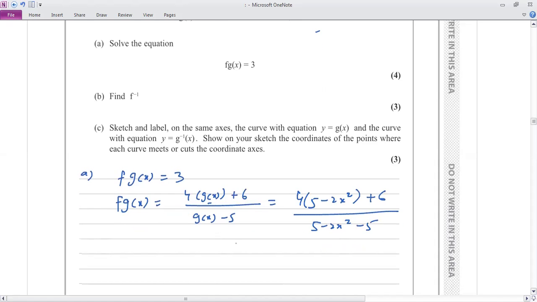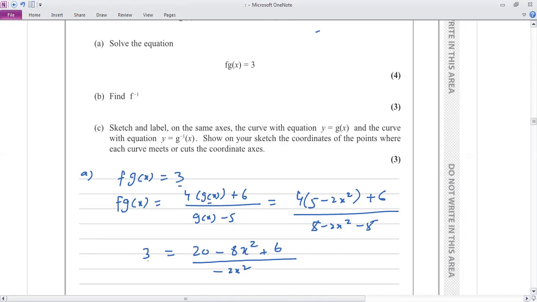So what will it become? It will become 20 minus 8x square plus 6 divided by, that 5 plus 5 and minus 5 will cancel, so I will get minus 2x square here. And it is given that f g of x is equal to 3. So in its place, write 3 here. And now rearrange it and simplify. After that, we will get the value of x.